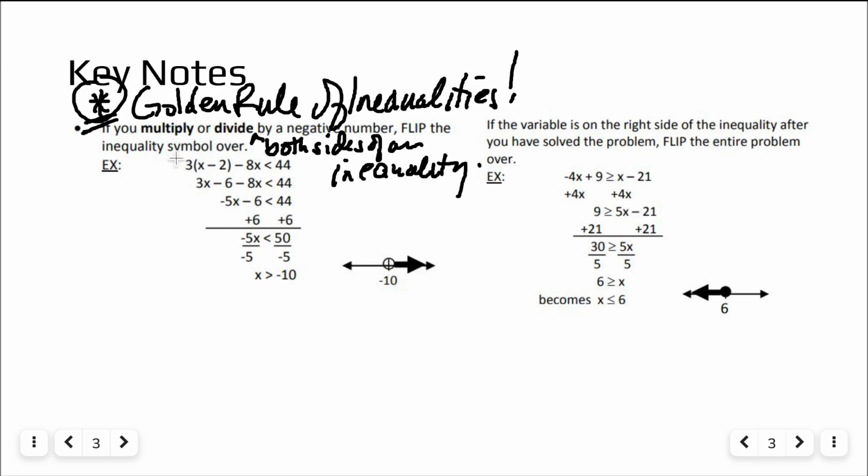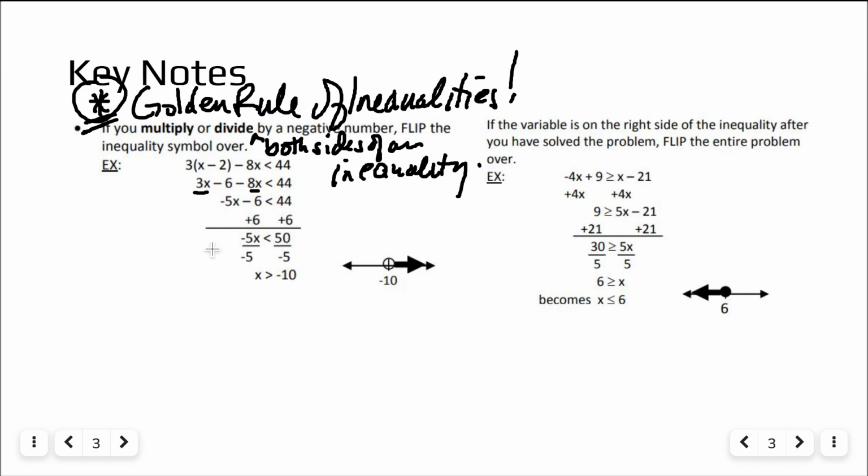So again, you distribute the 3 in this step. You're not multiplying or dividing both sides by a negative, so the sign stayed the same. And then you combine like terms. It gave you negative 5x. But that's not multiplying or dividing by the same negative on both sides, so the sign stayed the same. You add 6. Adding 6 to both sides doesn't change the sign.